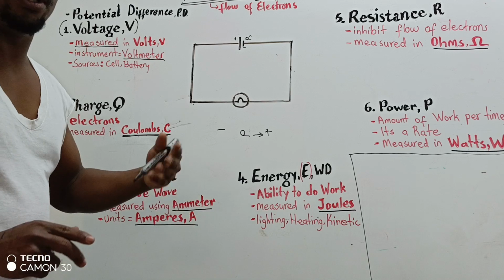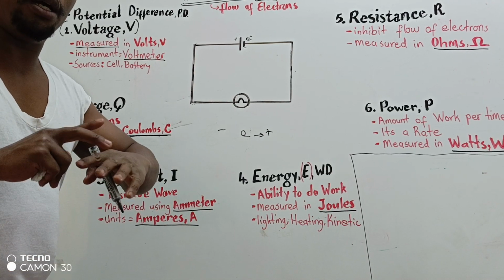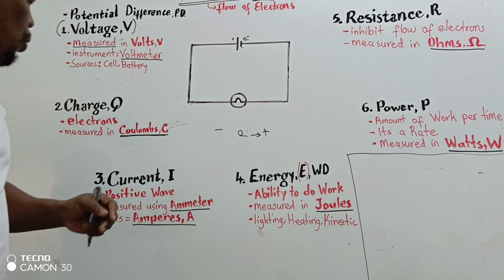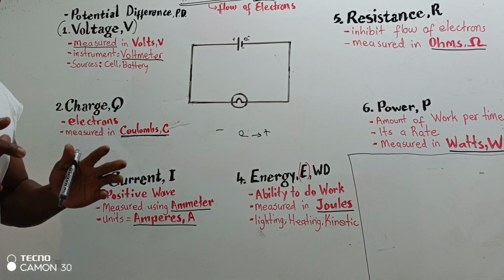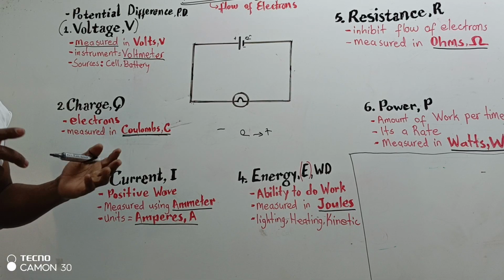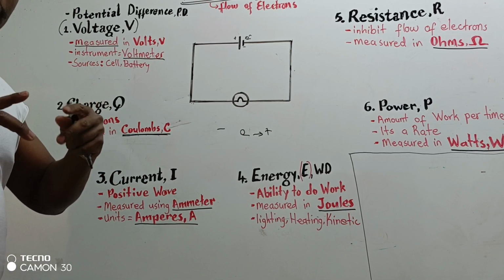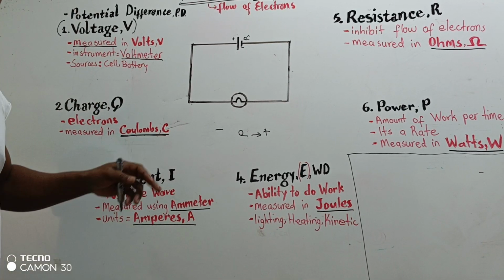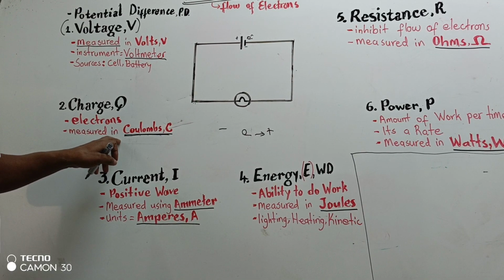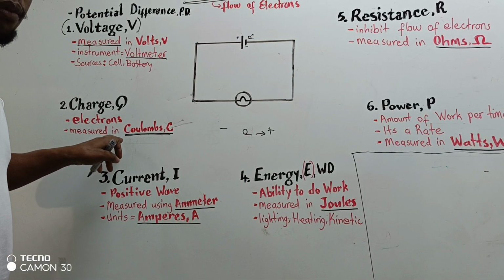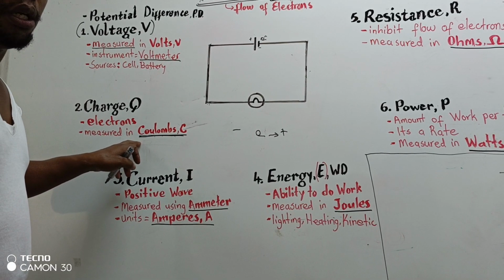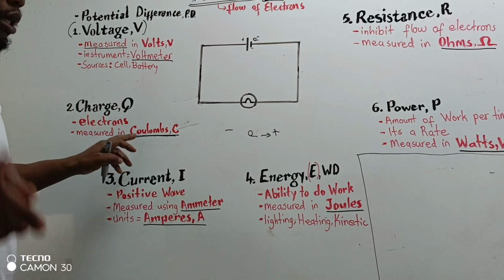We have a group of electrons flowing around the circuit, and that group of electrons we call charge. It's a group of electrons measured in units called coulombs, abbreviated as C. Measured, right? There's no instrument here. We actually calculate charge. That is going to get important.